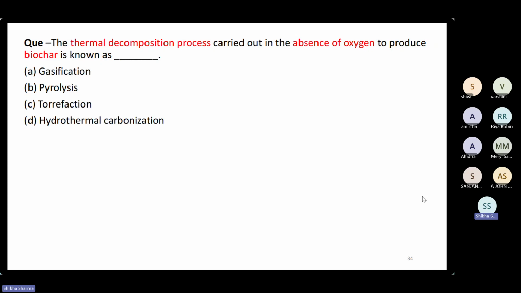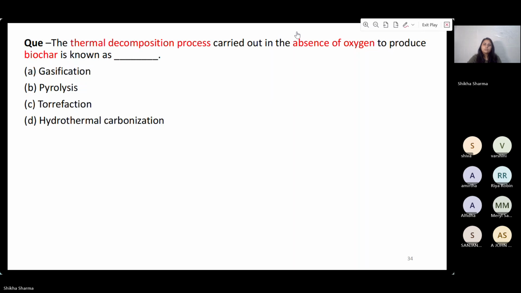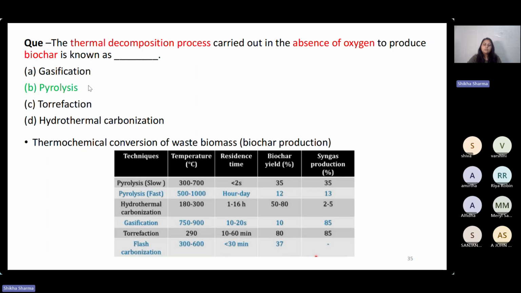Next is the thermal decomposition process carried out in the absence of oxygen to produce biochar, which is known as gasification, pyrolysis, torrefaction, or hydrothermal carbonization. Anyone who would like to answer this question? Shiva is saying B here, which is pyrolysis. So let's see. Pyrolysis is the correct answer here.